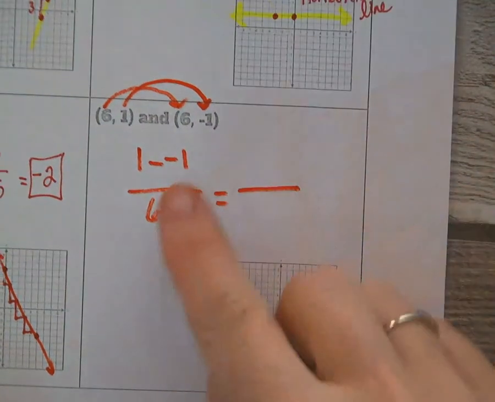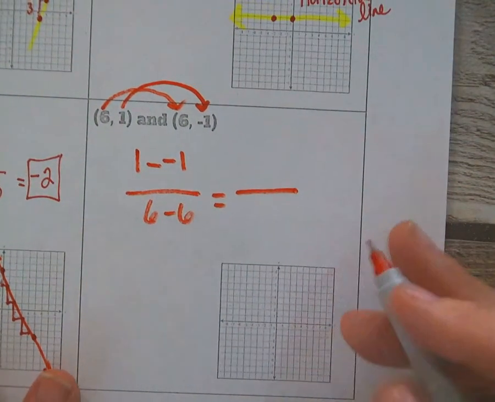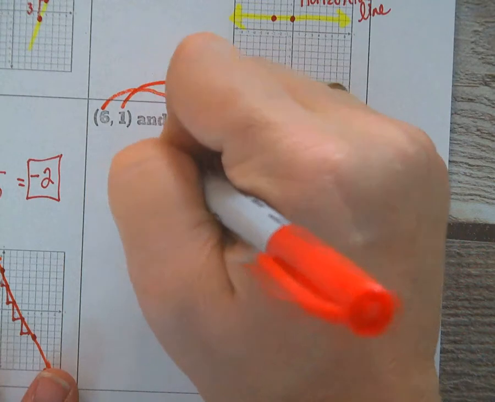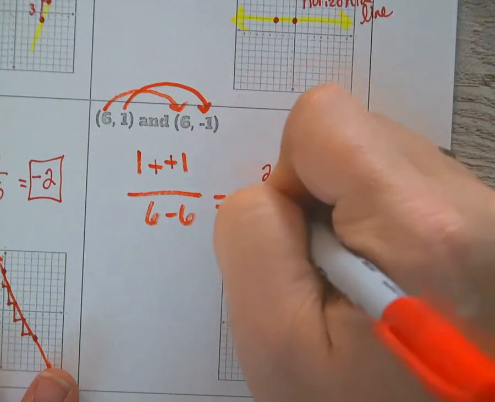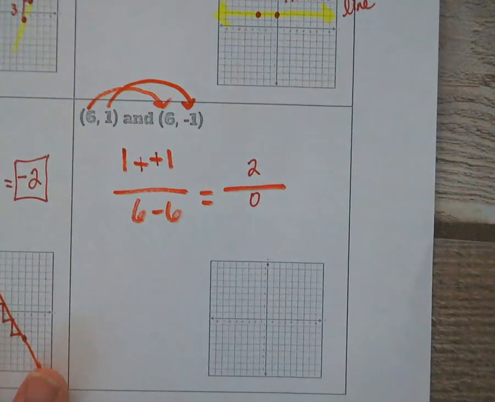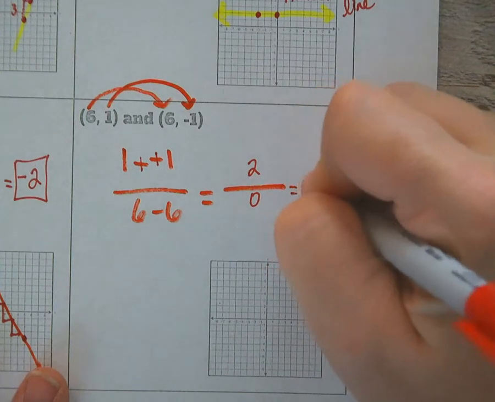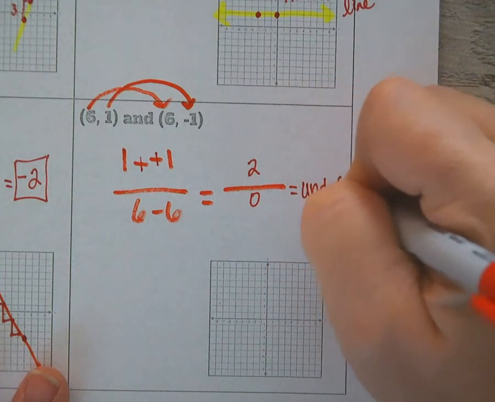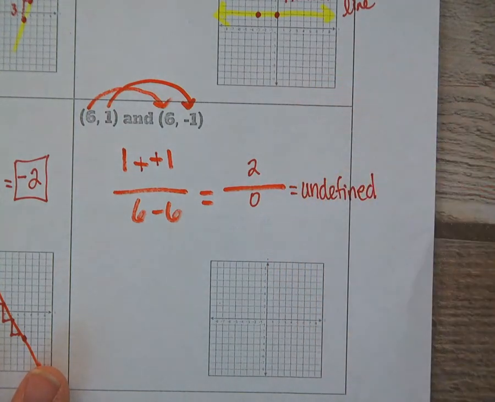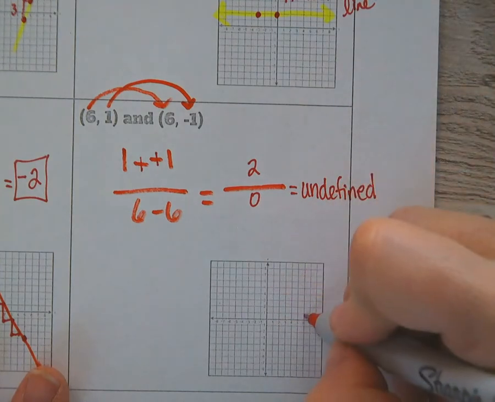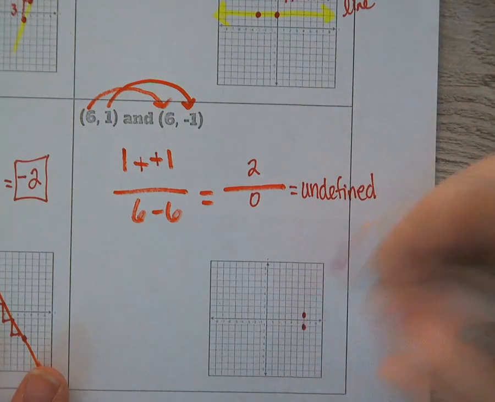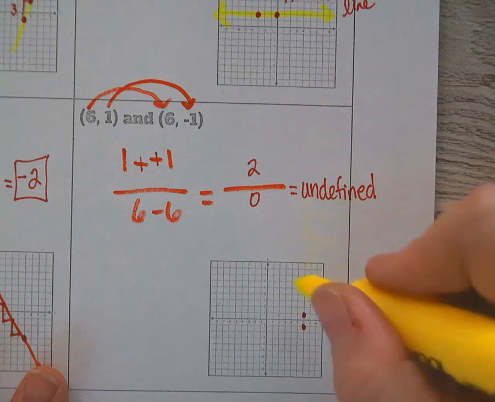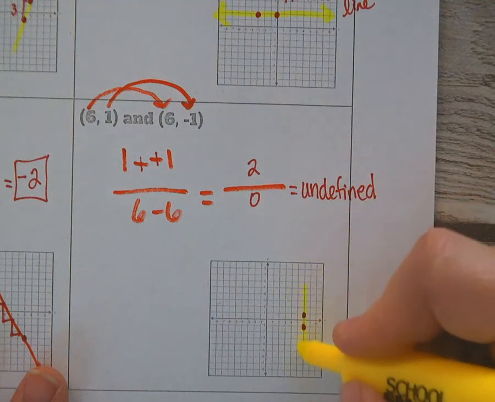What happens when you subtract a negative? It cancels it out and makes them positive. So you get 2 over 0, which means what? It's undefined. So that means the line is vertical. So 6, 1 and 6, negative 1 line up vertically.